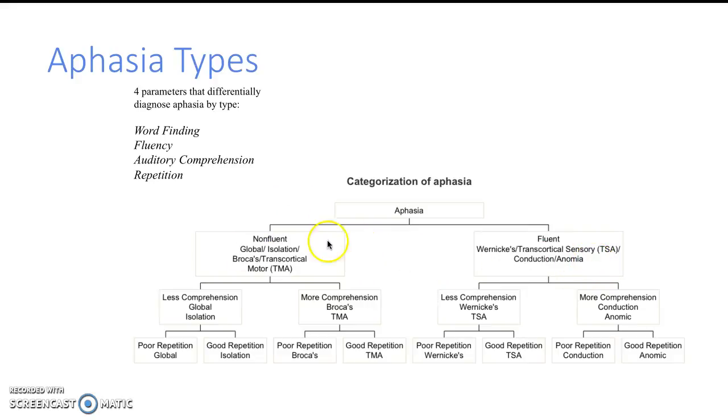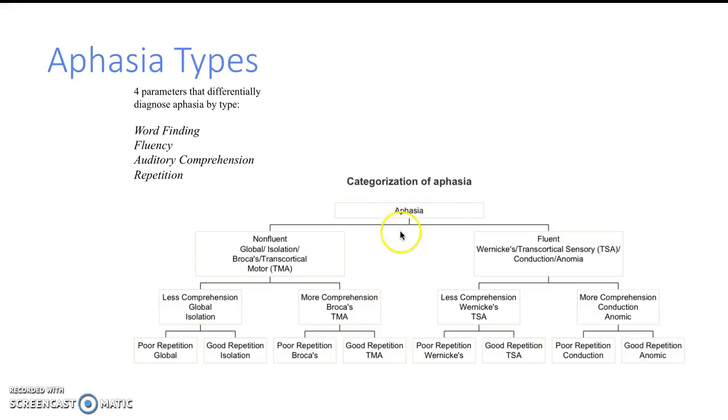Once you've determined whether they're fluent or non-fluent, let's say they're non-fluent, then you would go to the area of comprehension. If this is a person who's non-fluent and has less comprehension, note, this doesn't say normal, it says less, then they either have global or isolation, also known as mixed transcortical aphasia. If they're non-fluent and have more comprehension, they either have Broca's or transcortical motor aphasia.